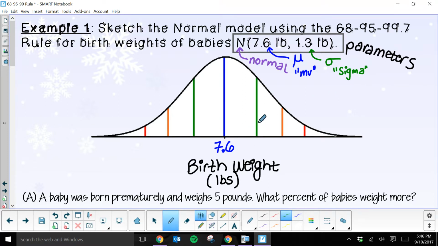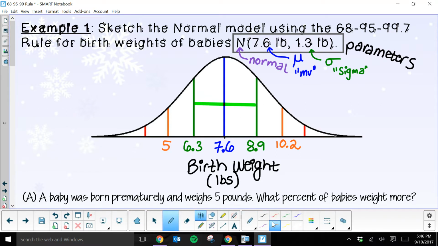So I'm going to go up 1.3. This is going to give me 8.9. And I'm going to go down 1.3, which is going to give me 6.3. One standard deviation. I'm going to go up another. So here's going to be 10.2. I'm going to go down 1.3, so here's going to be 5 pounds, and so on and so forth. And you are more than welcome to label the data if you'd like.